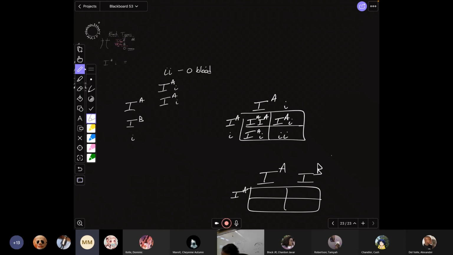This parent has a B. The other parent has A. How do you get a child with B? With just B? It's because of that recessive. It is not incomplete dominance, but because the B is dominant over the recessive little i. See how confusing it is?